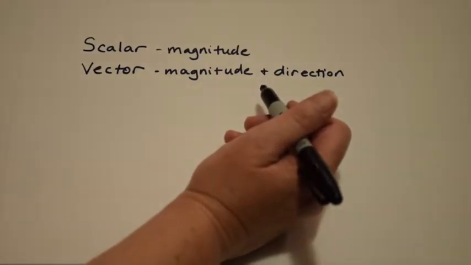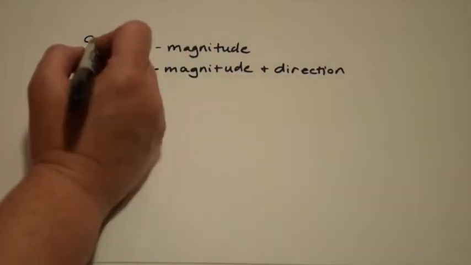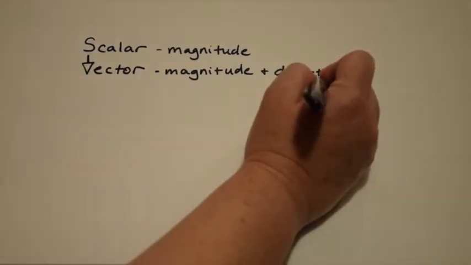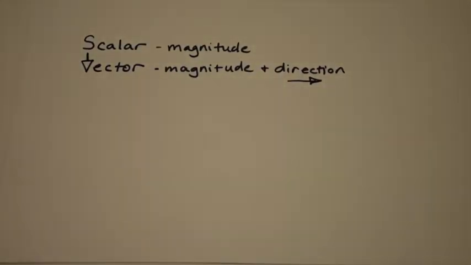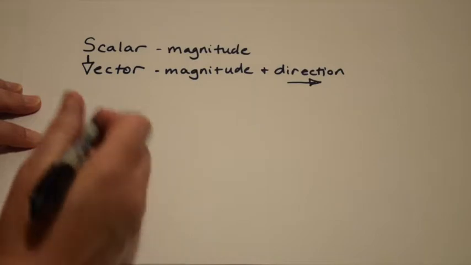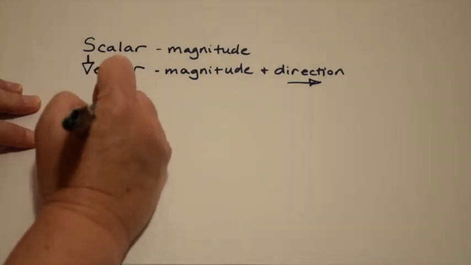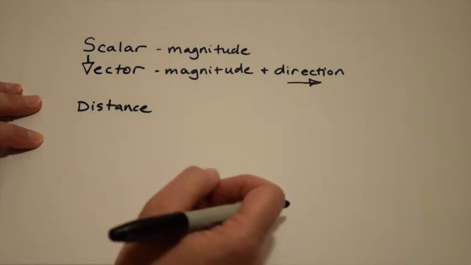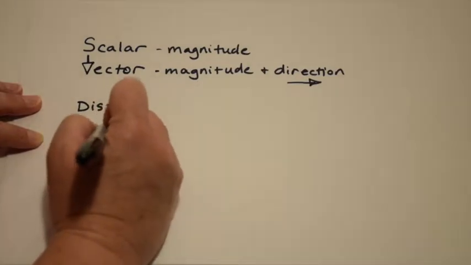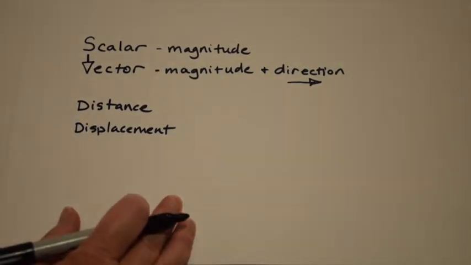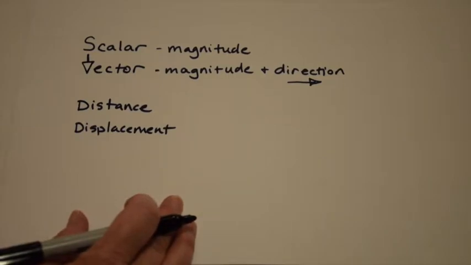One way I told you guys how to remember this is that the V in vector looks a little bit like an arrow. We remember that it tells us which direction. So the first two terms where we see the difference between scalar and vector are distance and displacement. Distance tells us the amount of ground that was covered by an object when it was in motion. Displacement tells us how far out of place an object is. It sounds pretty similar, but there's a difference between the two.